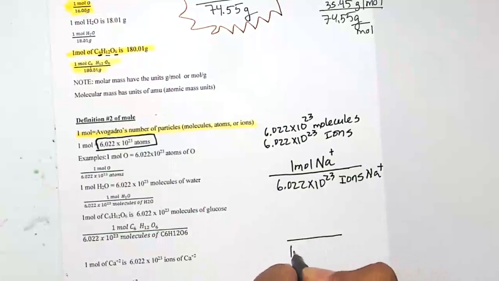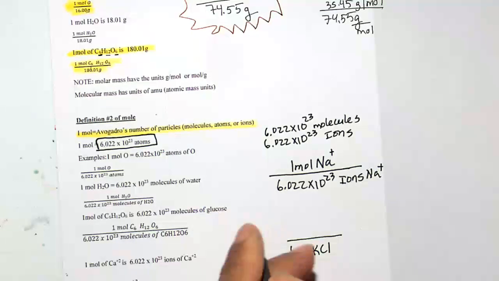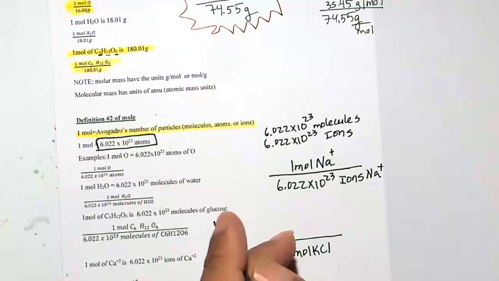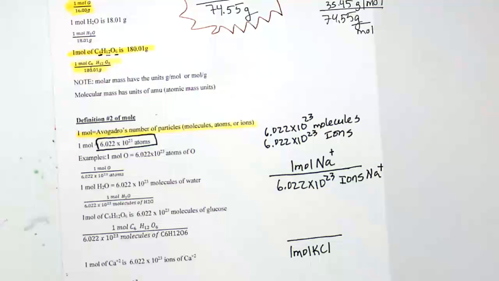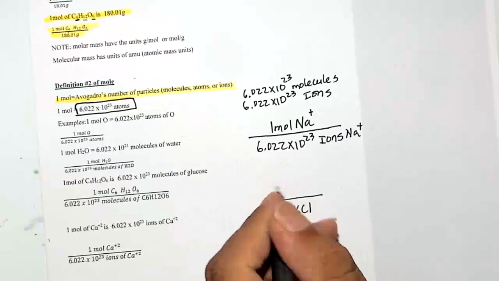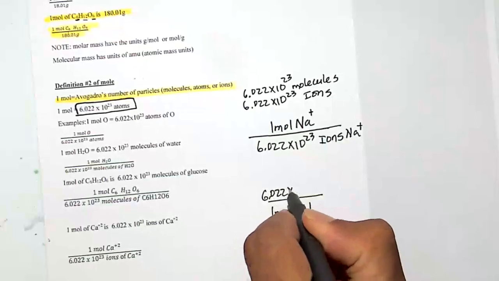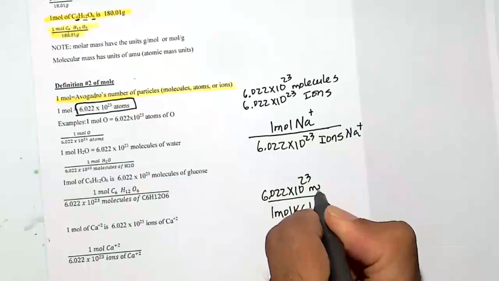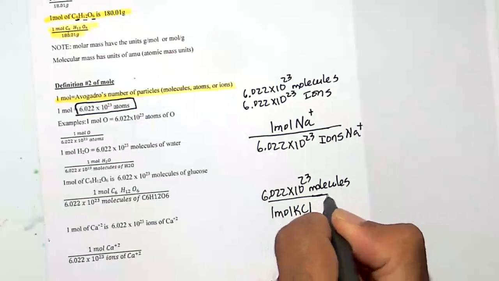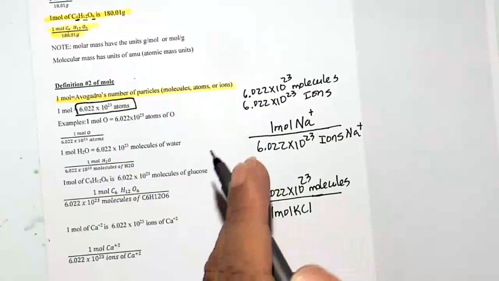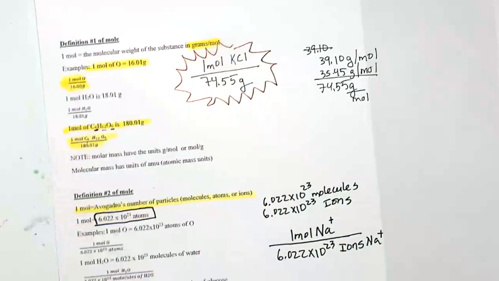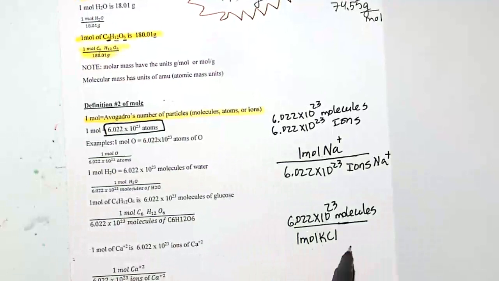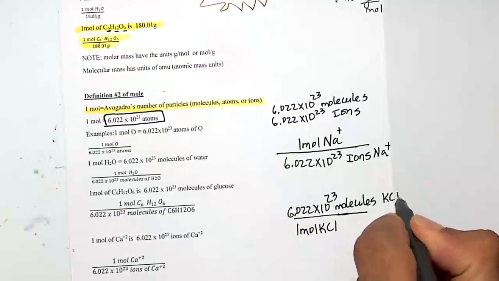All right. 1 mole of KCl. KCl is a molecule. How many molecules are in 1 mole of KCl? Molecules, not grams. 6.022 times 10 to the 23 molecules are in 1 mole of KCl. So if I give you 74.55 grams of KCl, I gave you 1 mole. How many molecules of KCl are in there? 6.022 times 10 to the 23 molecules.